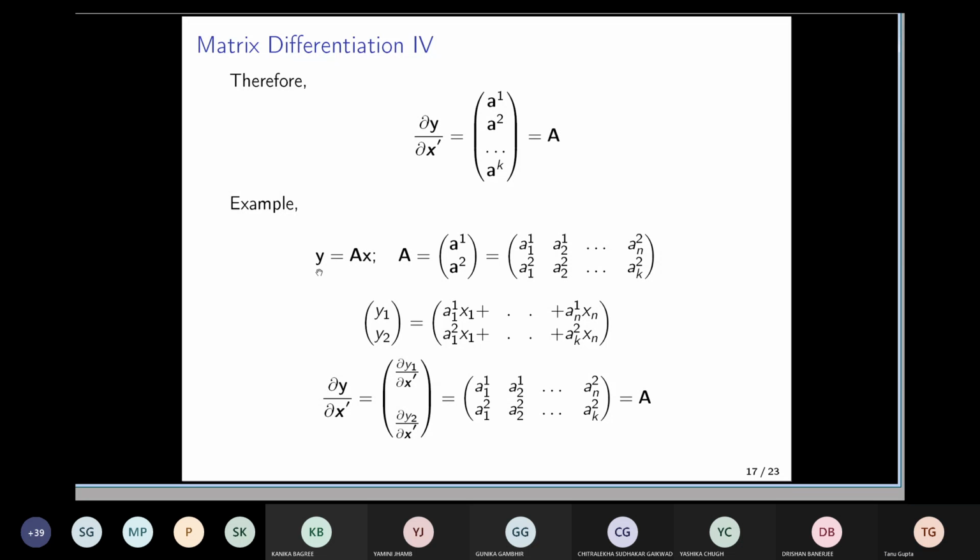Okay. I am saying del y over del x prime. This has to be noted: this is del y over del x prime, not del y over del x. So this del y over del x prime is matrix A. Just see this example for a minute. And if there is any confusion or problem, please let me know.